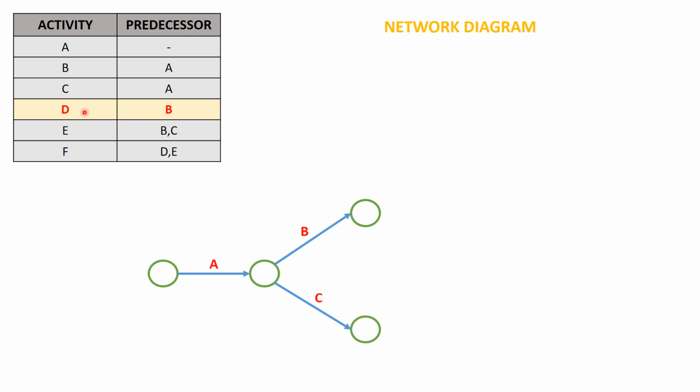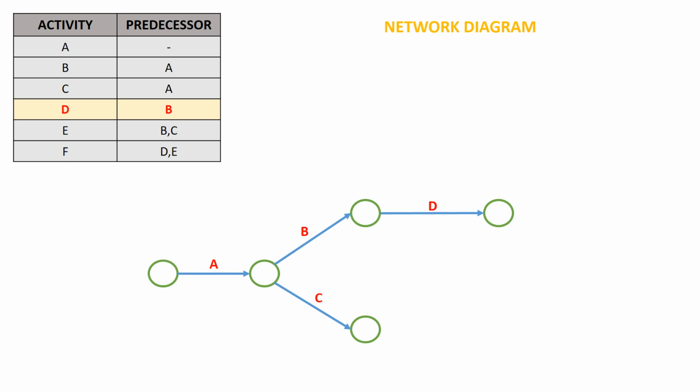We'll move on to the next activity, which would be activity D. In order to start activity D, activity B should be completed. So that is the predecessor, which is activity B. So this is not at all a difficult task. After the completion of activity B, at this event or node, we will have activity D. Once activity D has been drawn, we are going to close it using a node.